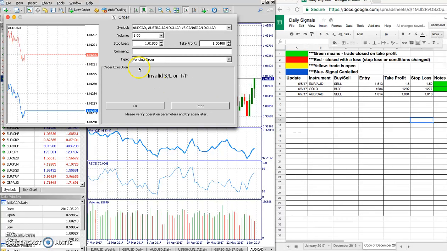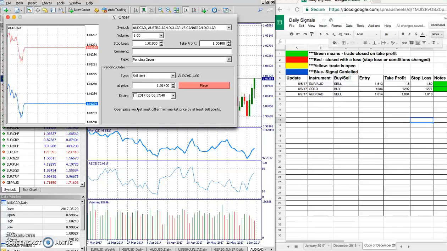Let's see. Okay, 101.40, the sell limit. Stop loss 101.80, take profit 100.40. Okay, let's place it. Okay, I don't know why it doesn't let me do it. That's very interesting. Okay, but you got an idea.